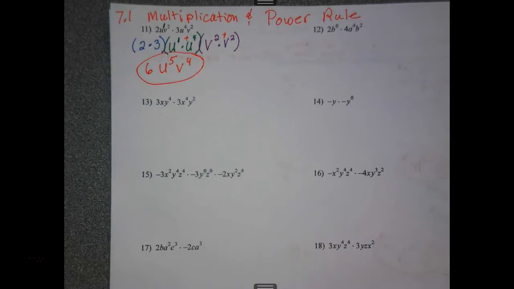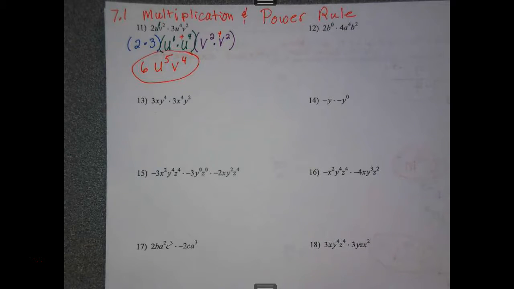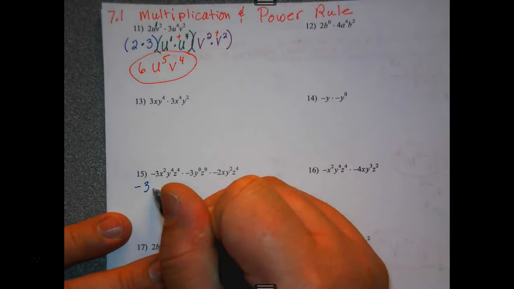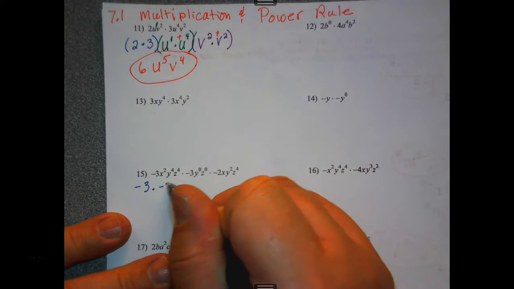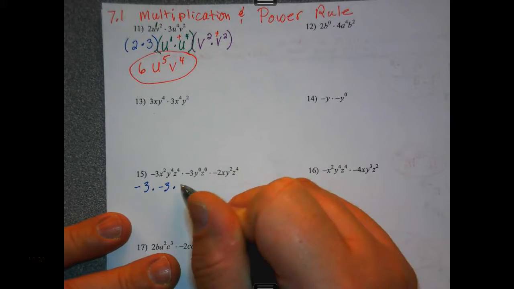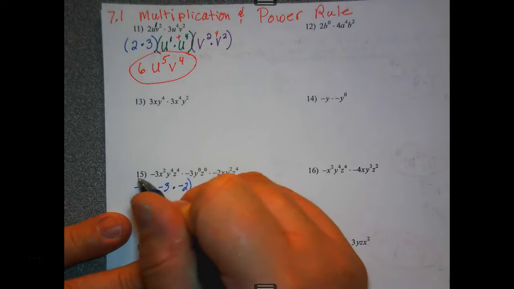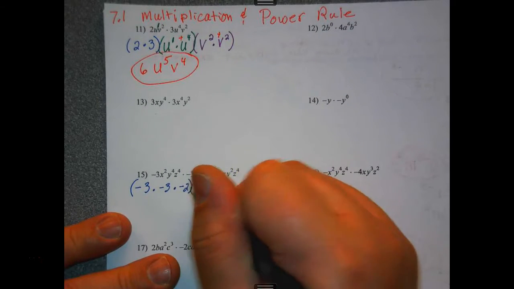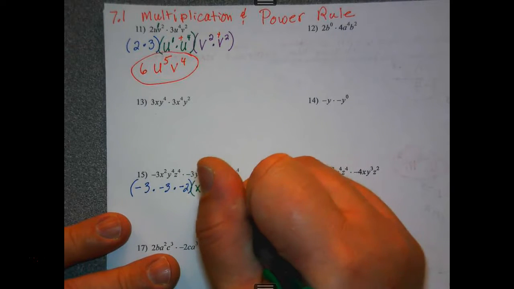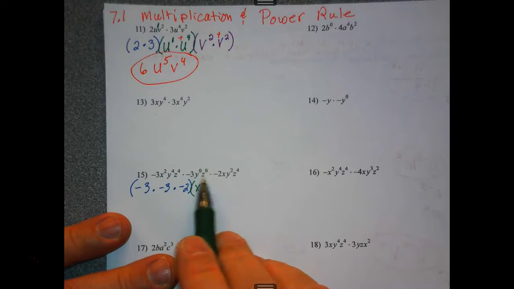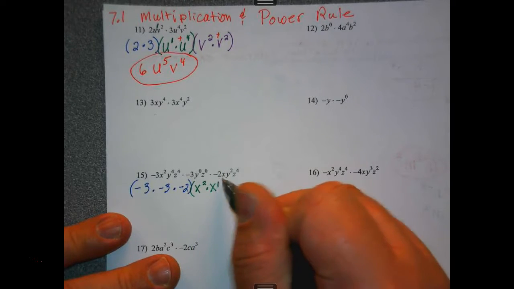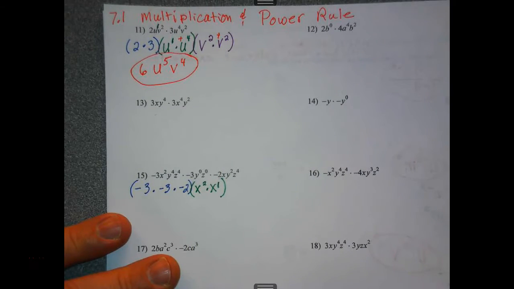Let's do a harder one. Let's do 15. My numbers: -3 times -3 times -2. My x's, so you have x squared times x to the 1st. And I have my y's.